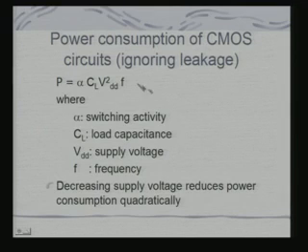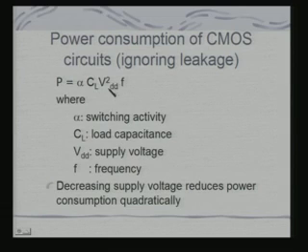How is the power consumption calculated in a CMOS circuit? This is the expression. Alpha is a measure of switching activity. CL is the load capacitance, because primarily the switching is what consumes power, and we are completely ignoring the leakage component of the power consumption. VDD is the supply voltage and F is the frequency. This is the relationship of power consumption in CMOS circuits.